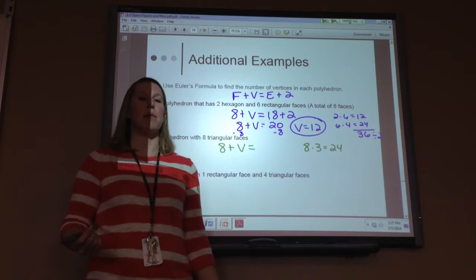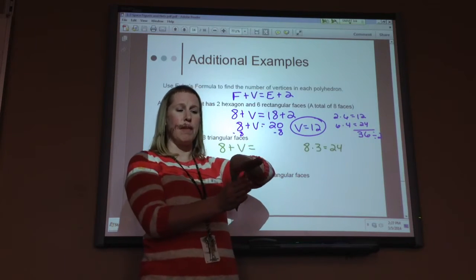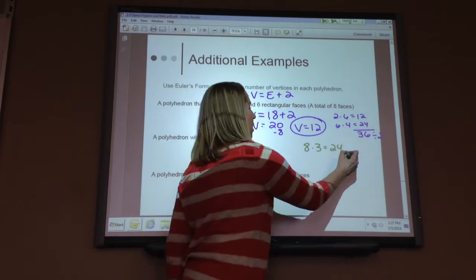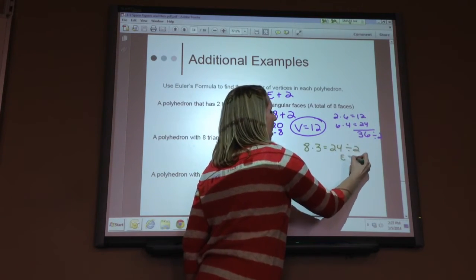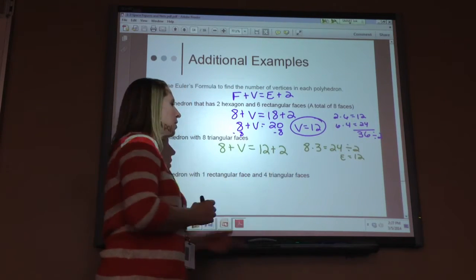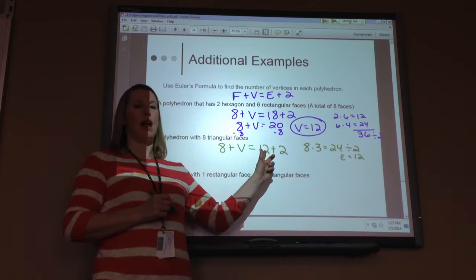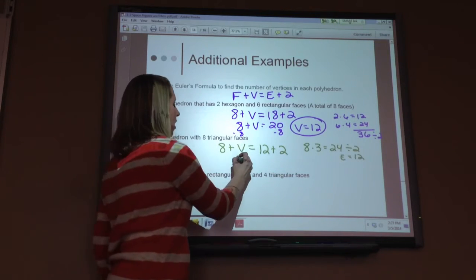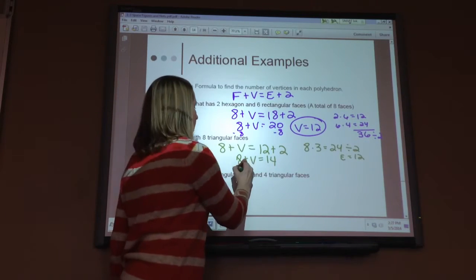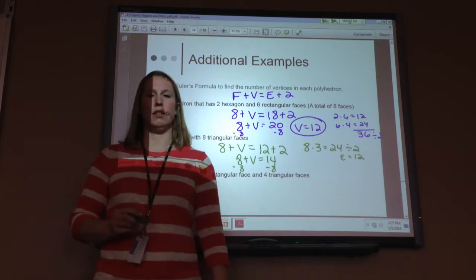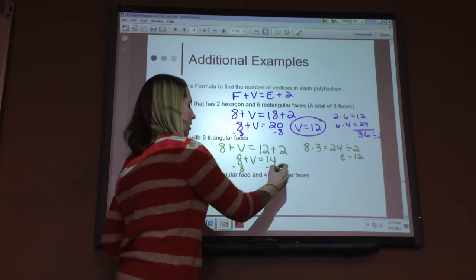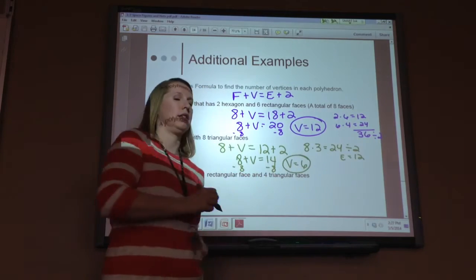But remember, in a polyhedron, when 2 edges come together, they make 1 edge. So you have to take that 24 and divide it by 2. So if I divide by 2, I get 12 edges. So I'm going to plug 12 in here, 12 plus 2, because it's faces plus vertices equal edges plus 2. So I have 8 plus v equals 14, because 12 plus 2 is 14, minus 8 on both sides. So what's 14 minus 8 would be 6. So the vertices is 6.